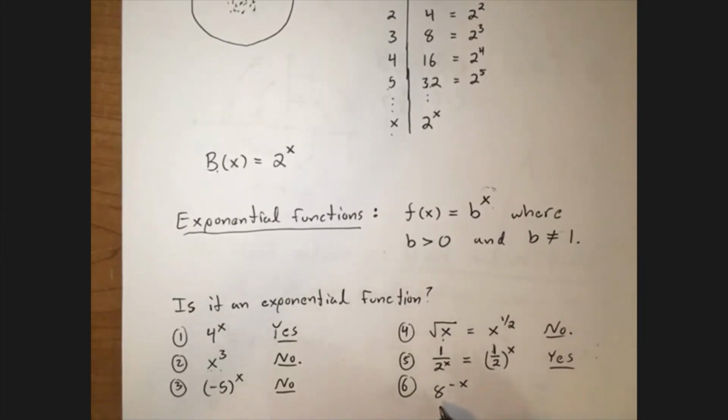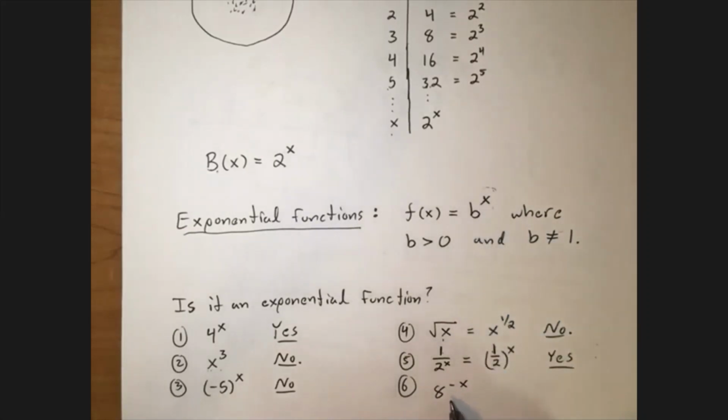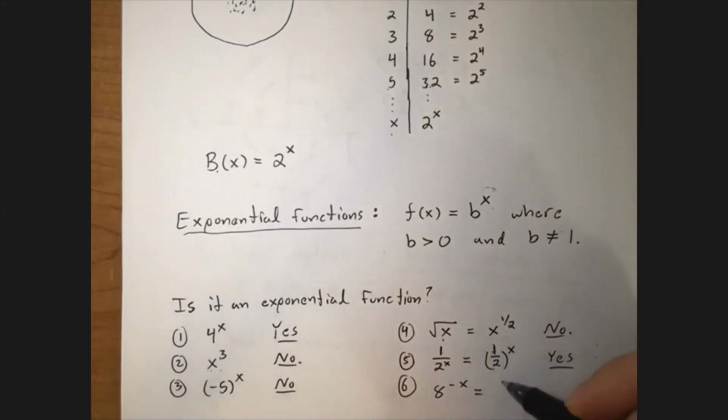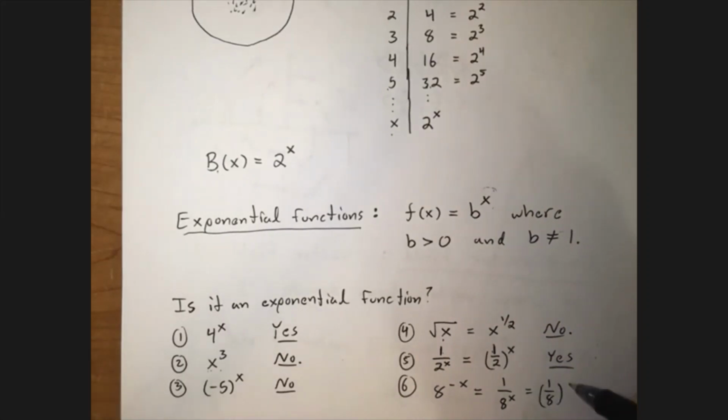What about 8 to the minus x? Well, that doesn't look quite right because I got a negative sign here, but can I rewrite it in a way that that negative sign doesn't appear? Well, we know that from properties of exponents that when you have a negative exponent, you can make it positive by moving the quantity to the denominator. So this is the same as 1 over 8 to the x. That's just from properties of exponents. And then we can do the same thing we did here. 1 over 8 to the x is the same thing as 1/8 to the power x.